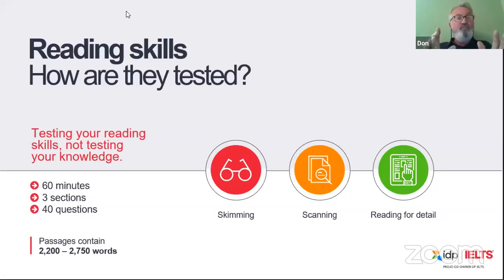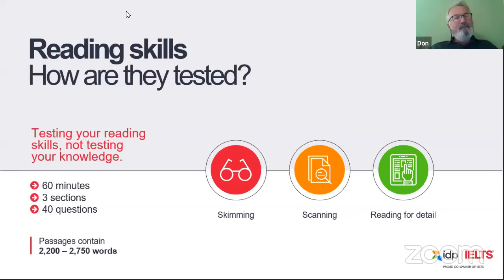Skimming is what you do already when you read something in your first language. If you're reading something in Spanish or Hindi or Arabic or Indonesian, in the newspaper, you don't read every word. You are looking for something that is interesting. That is skimming. You are looking for the general meaning. And if you find something interesting, then you will read for detail.